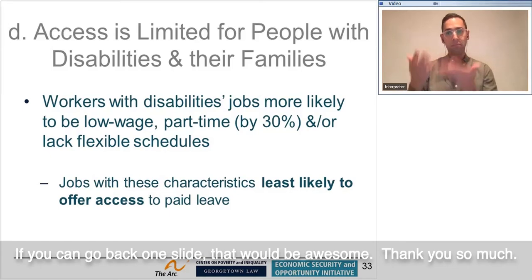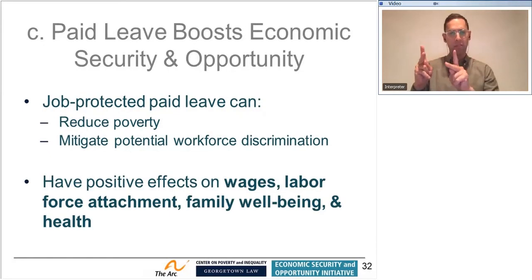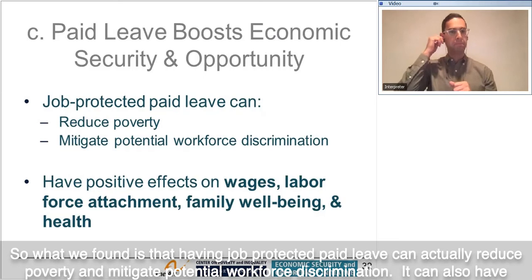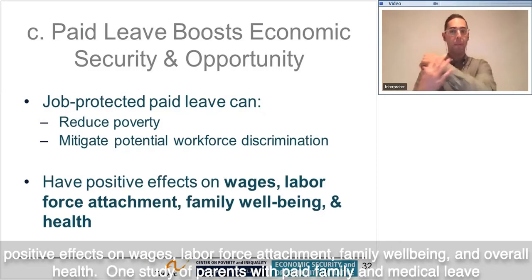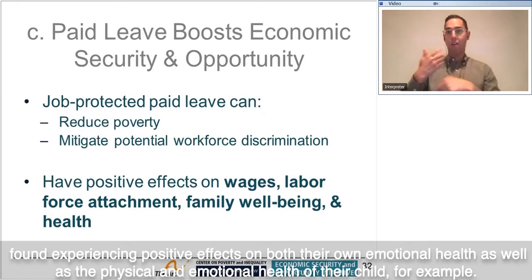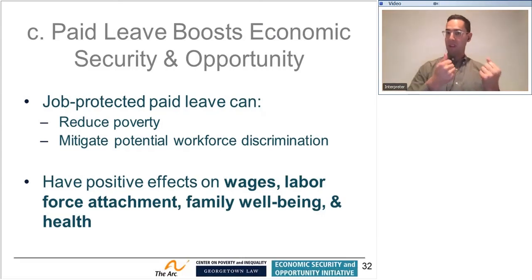TJ, if you could go back one slide, that would be awesome. Thank you so much. What we found is that having job-protected paid leave can reduce poverty and mitigate potential workforce discrimination. It can also have positive effects on wages, labor force attachment, family well-being, and overall health. One study of parents with paid family and medical leave found that the majority experienced positive effects from having leave, both on their own emotional health as well as the physical and emotional health of their child, for example.